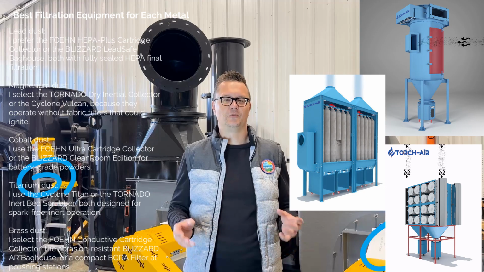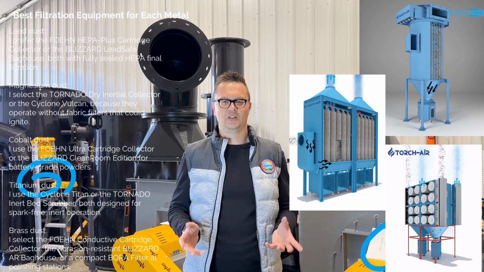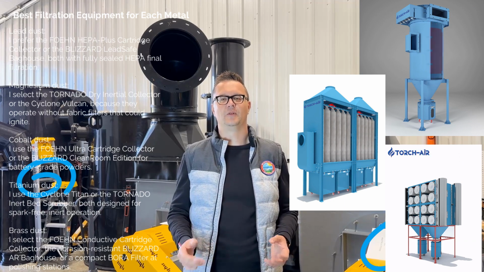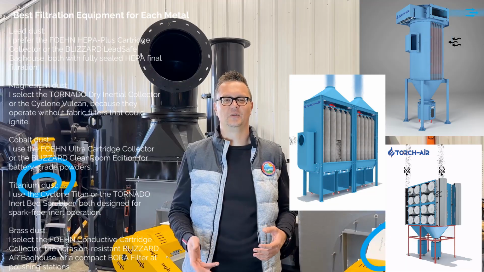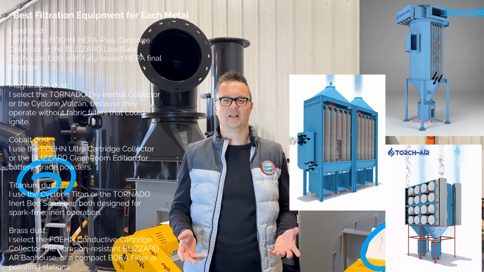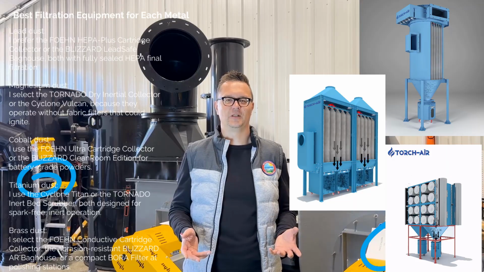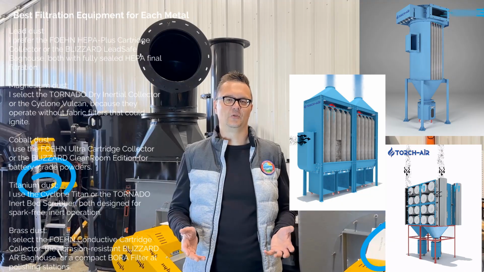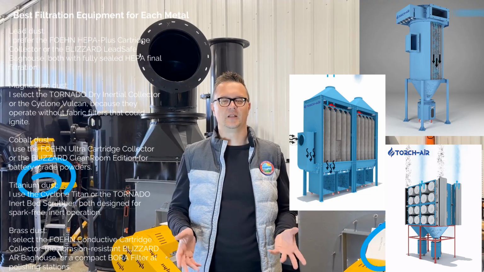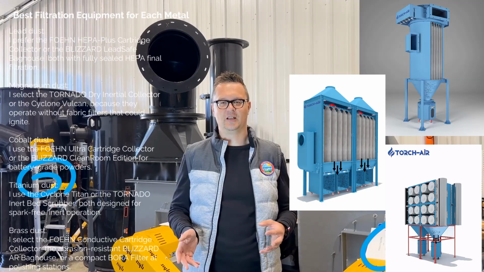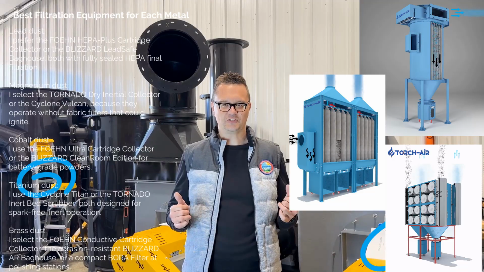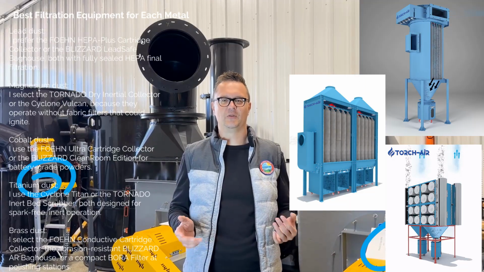Best filtration equipment for each metal. Torch Air uses different technologies for each metal dust. Lead dust, I prefer the Foan HEPA Plus cartridge collector or the Blizzard Lead Safe Baghouse, both with fully sealed HEPA final filtration. Magnesium dust, I select the Tornado Dry Inertial Collector or the Cyclone Vulcan because they operate without fabric filters that could ignite. Cobalt dust, I use the Fusion Ultra Cartridge Collector or the Blizzard Cleanroom Edition for battery-grade powders.